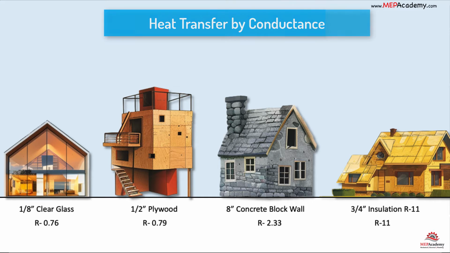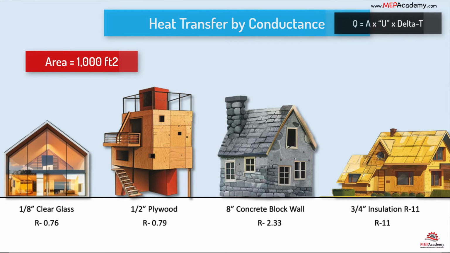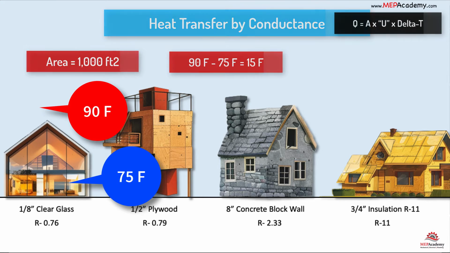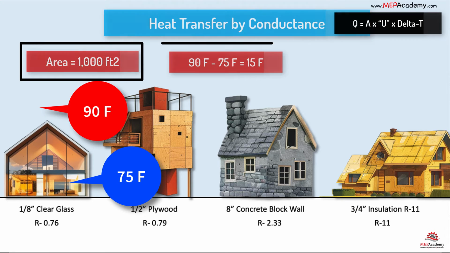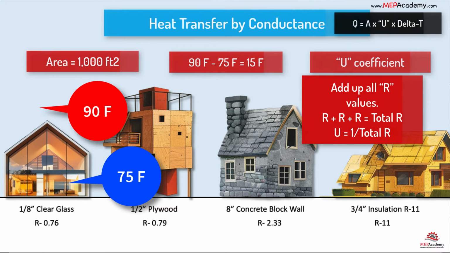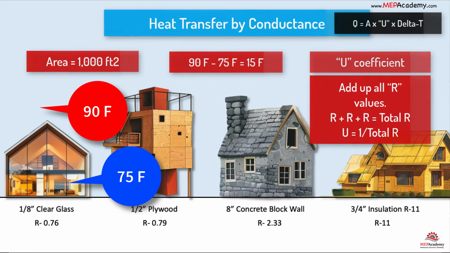We'll start with a wall that has 1,000 square feet and a design indoor temperature of 75 degrees Fahrenheit and an outside design temperature of 90 degrees Fahrenheit. This equates to a 15 degree Fahrenheit delta T. So far we have the area of the wall and the delta T. The missing factor is the U value, which is determined by adding up all the resistance of the components of the wall and taking the inverse value.